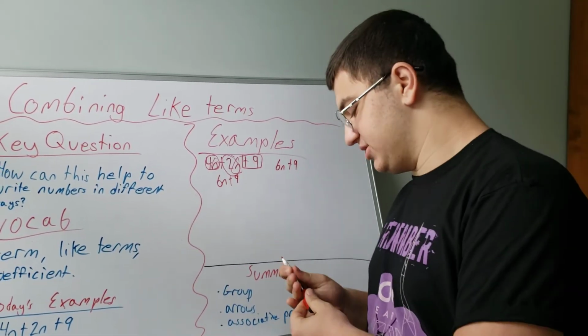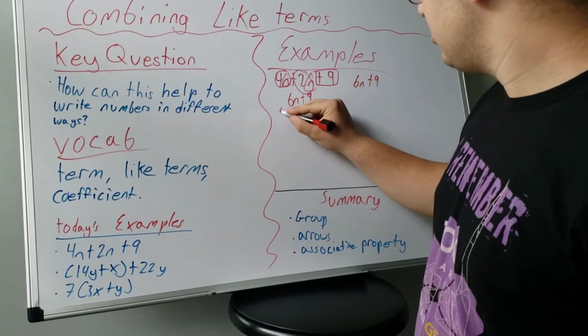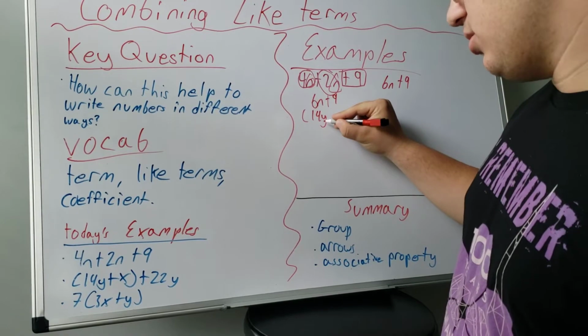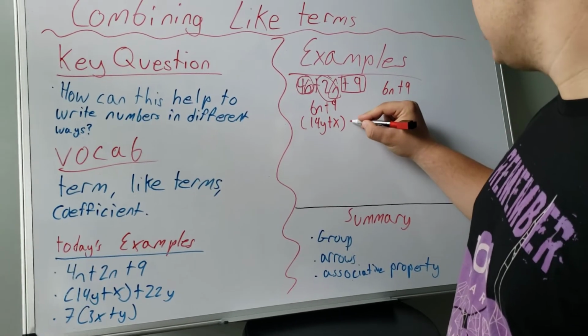Okay, let's do our other example. Third example. In parentheses, we have 14y plus x, and then plus 22y.